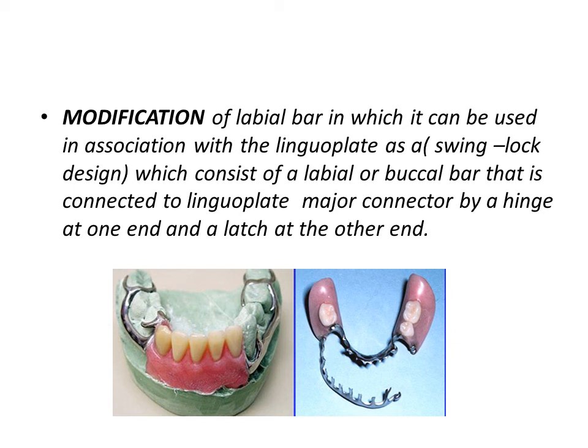Modification of the labial bar, in which it can be used in association with lingual plates as a swing lock design. As we see in the picture, this is the swing lock design, where we can close and open it like a lock and key. The lingual side is the lingual plate, and the labial or buccal bar is connected to the lingual plate major connector by a hinge at one end and a latch at the other end. One side has a hinge, like the hinge of a door that we open, and the other end has a lock that will lock with the major connector.